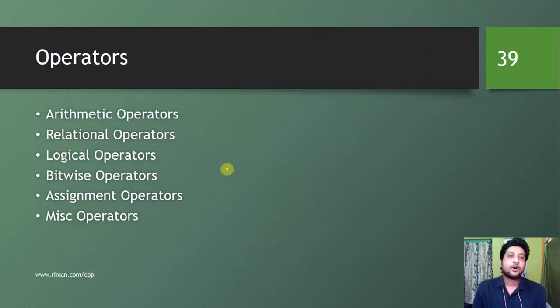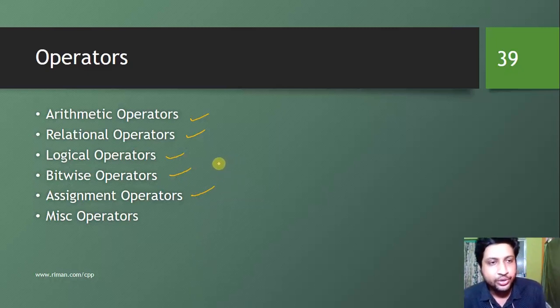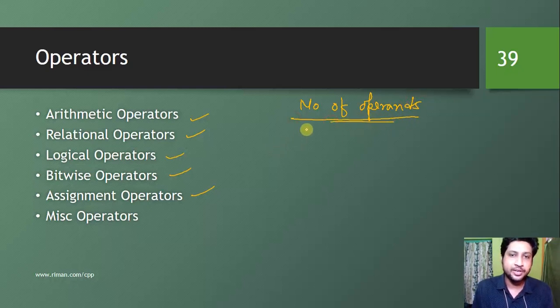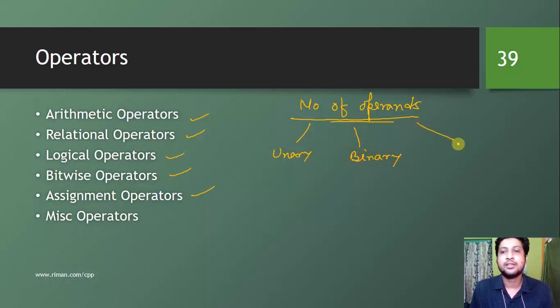Now for operators, these operators are similar to those that are available in C. Arithmetic operators, relational operators, logical operators, bitwise operators, assignment operators, they are all similar and they are available in C as well. So I am not going to discuss these operators. Also, depending on the number of operands, we have three different categories of operators. One is unary, another one is binary, and another one is ternary.